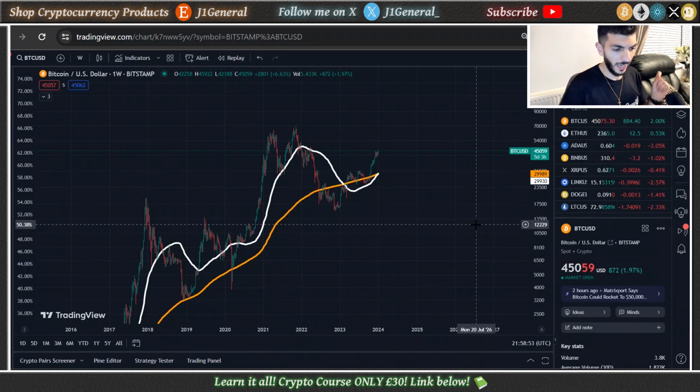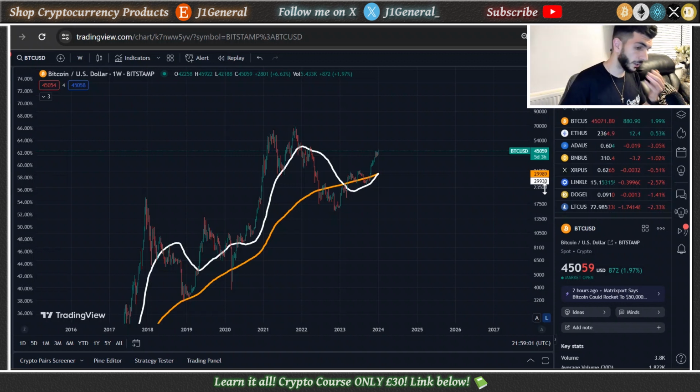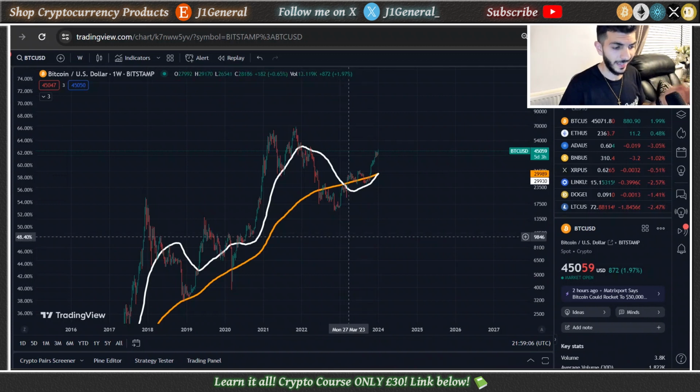The golden cross hasn't happened just yet because, as you can see on the screen right here, the 50 week is currently at 29,930, whereas the 200 week is currently sitting at 29,989.